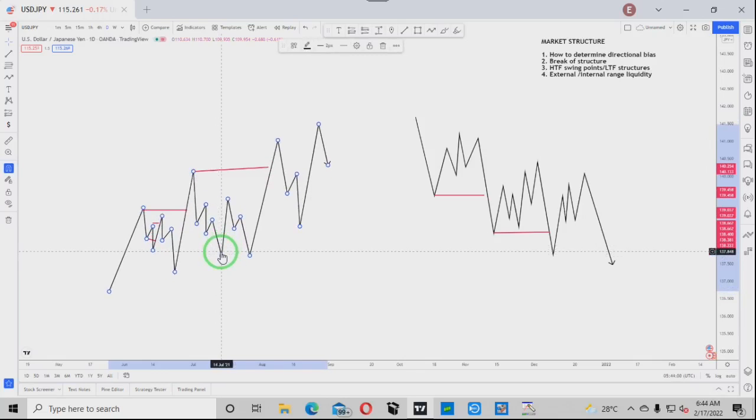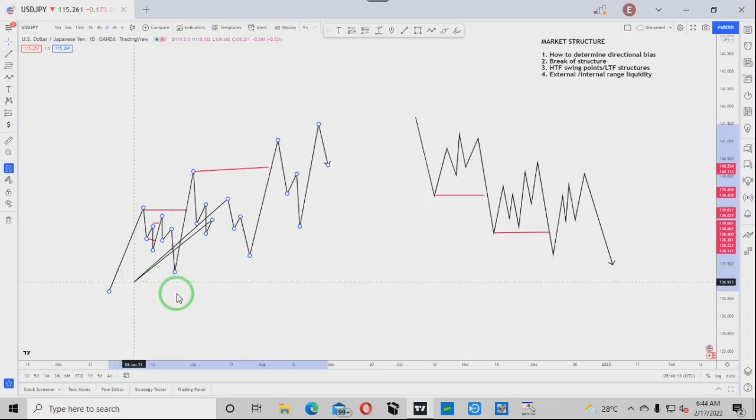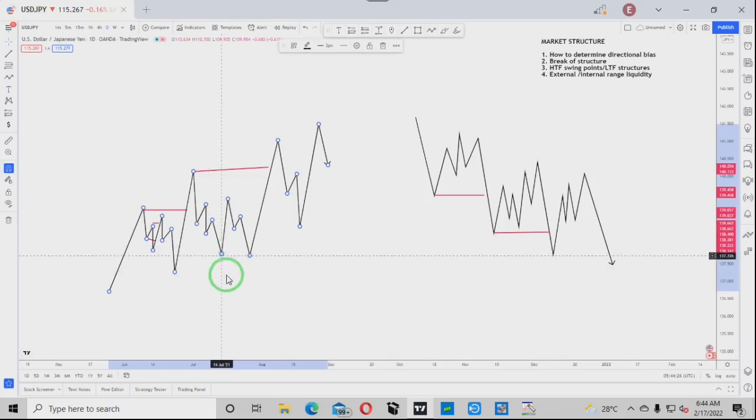All right, only for price to push down like this and continue with a downtrend, breaking this structure, and then continue on in a downtrend. All right, so that is why you need to wait for a double break of structure.